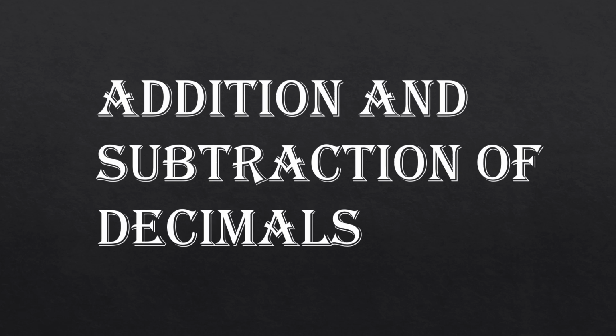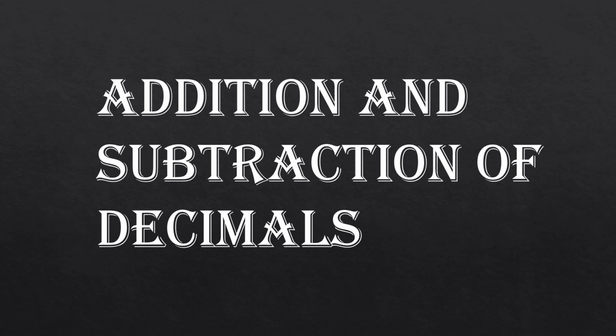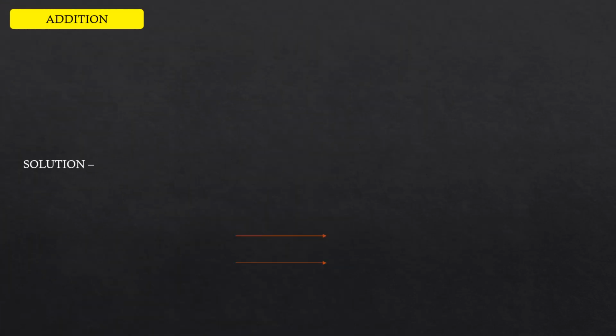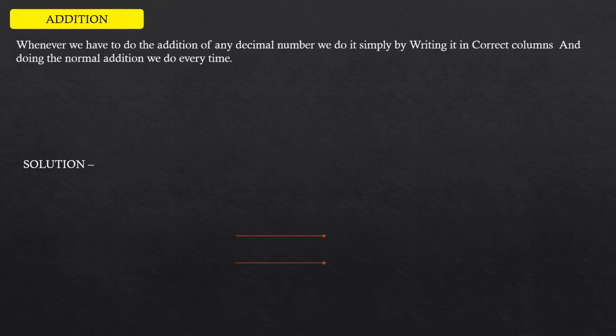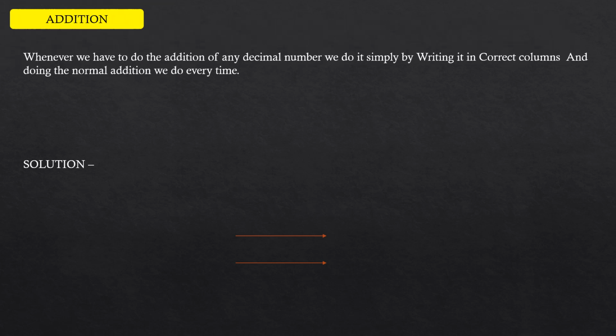Then we will be learning how we can do the addition and subtraction of decimals. Yeah, this is a very easy topic. First, we'll be learning about addition. Whenever we have to do the addition of any decimal numbers, we do it simply by writing them in the correct columns and doing the normal addition we do every time. This means that you have to write them in the correct columns, and you have to simply do the addition how you do it, that means from right to left. You will understand it by example.